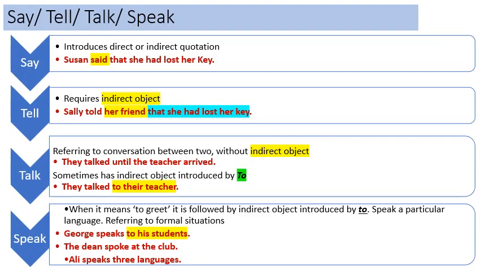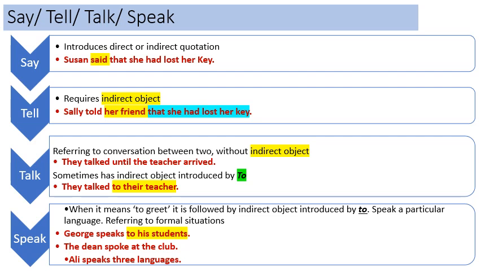Okay, moving now to the last part of the lecture, which is the verbs, and these verbs are somehow confusing. Verbs like say, tell, talk, or speak. What each one of them takes, whether they take a direct object or an indirect object.